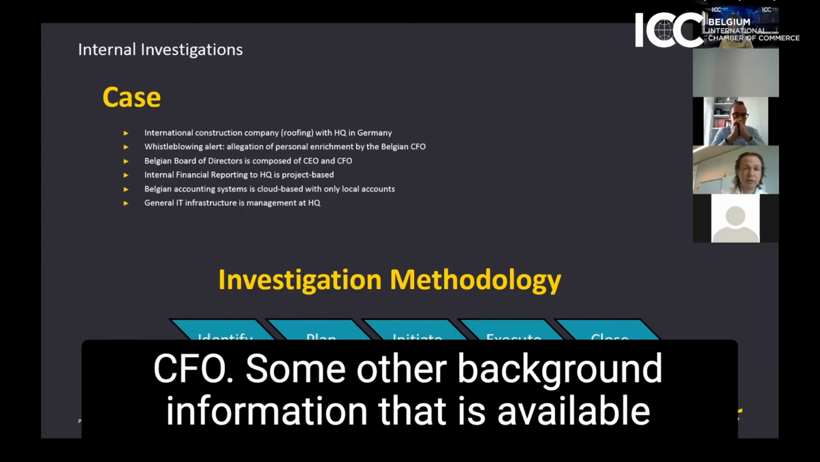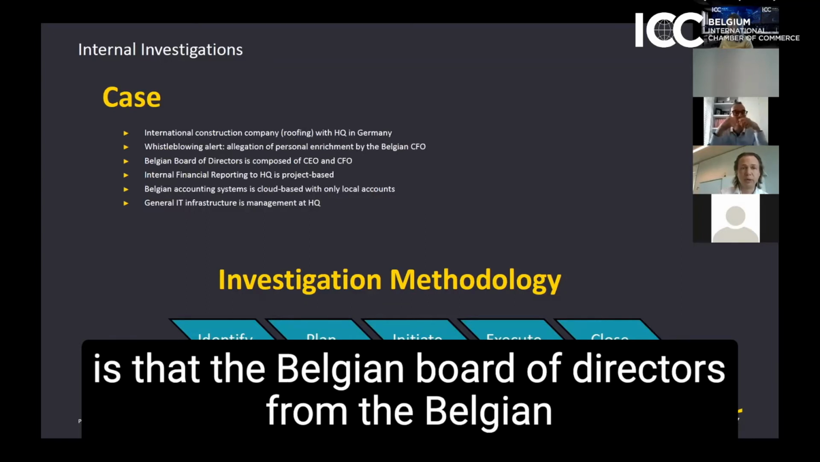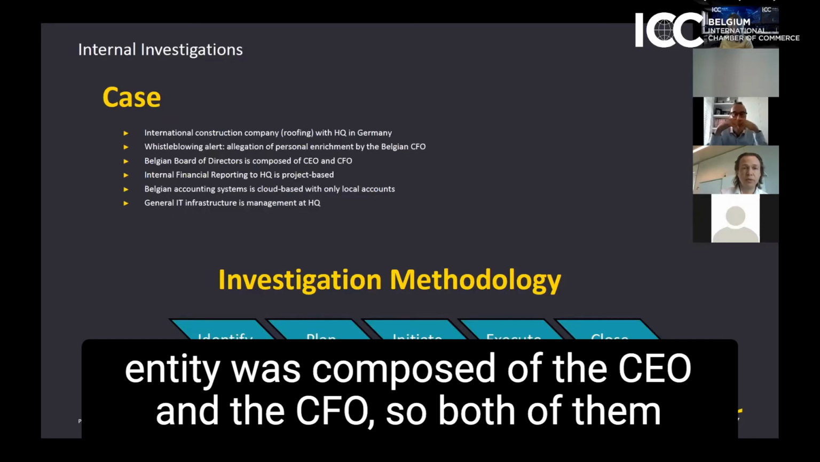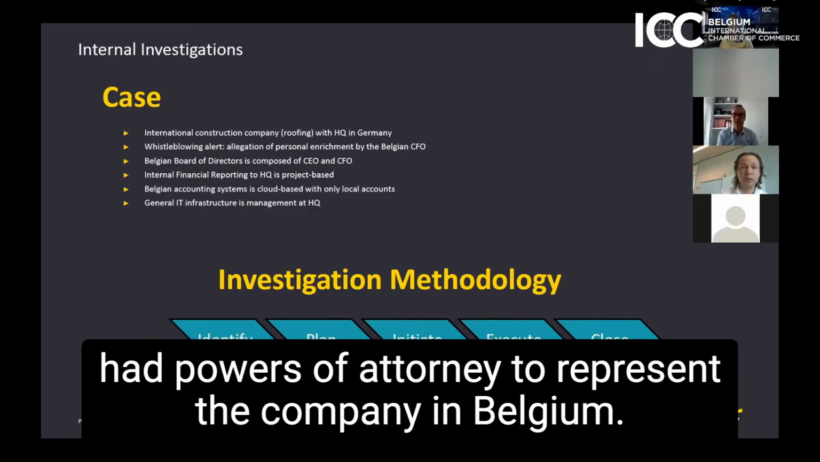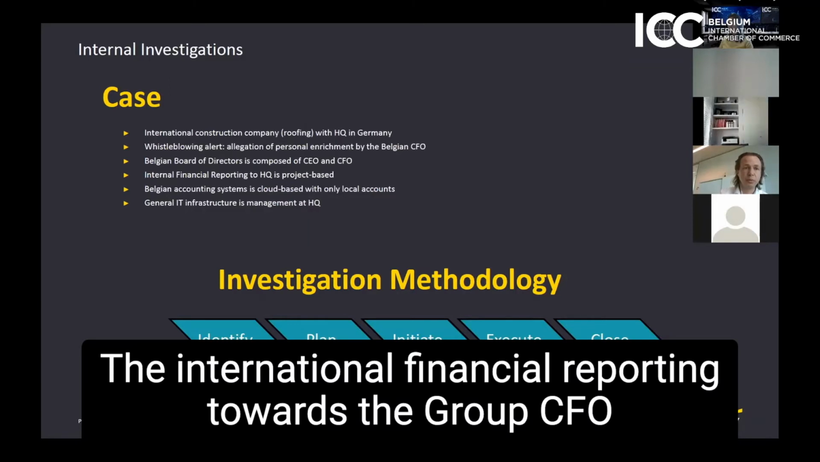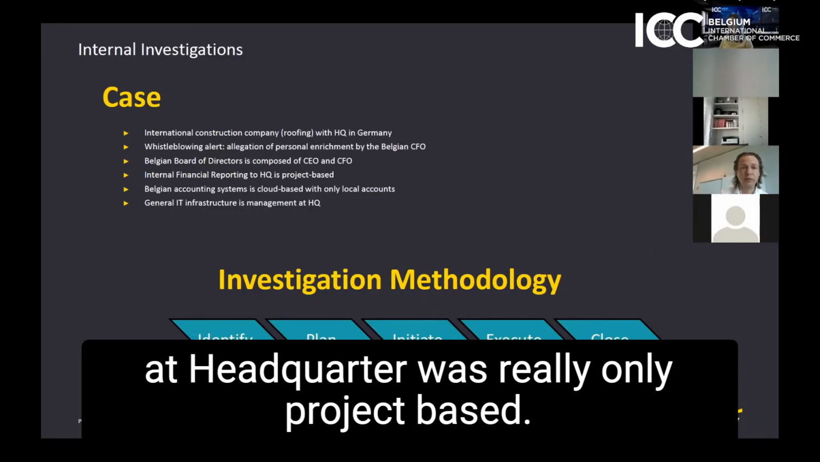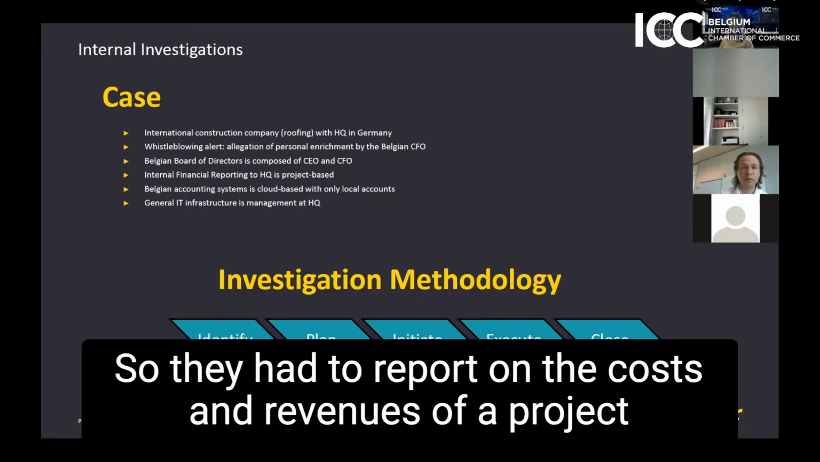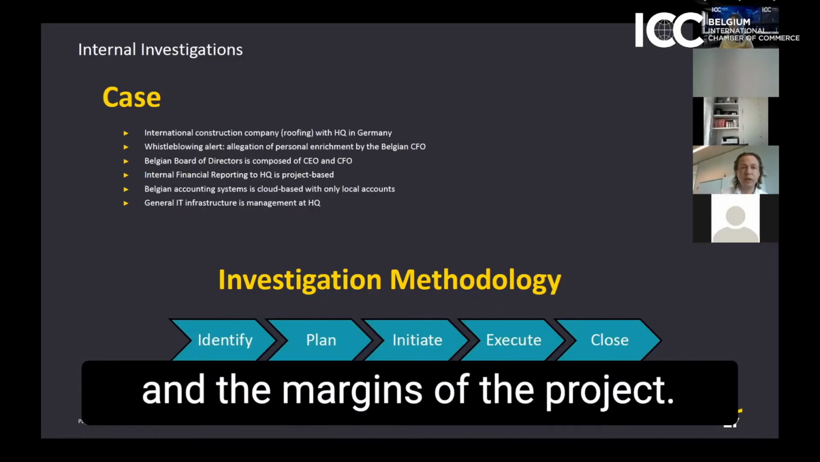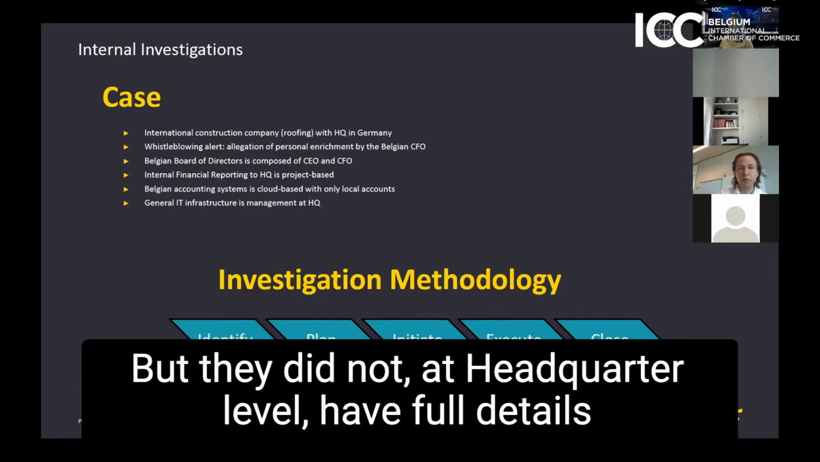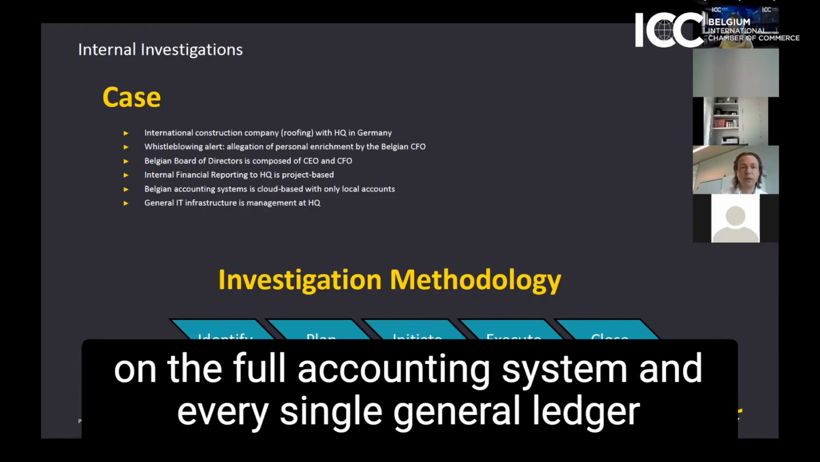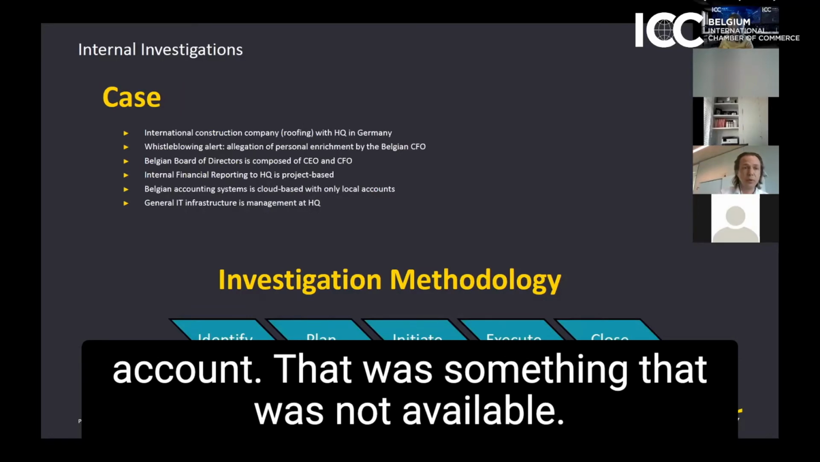Some other background information that is available is that the Belgian board of directors, so from the Belgian entity, was composed of the CEO and the CFO. So both of them had powers of attorney to represent the company in Belgium. The international financial reporting towards the group CFO at headquarters was really only project-based, so they had to report on the costs and revenues of a project and the margins of the projects, but they did not at headquarter level have full details on the full accounting system and every single general ledger account.